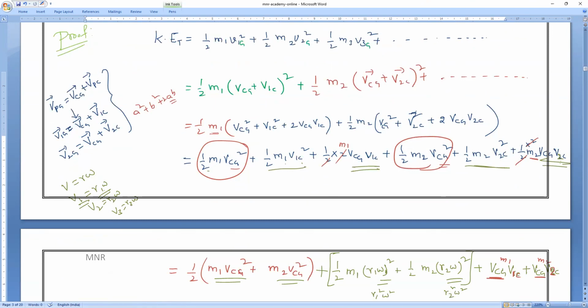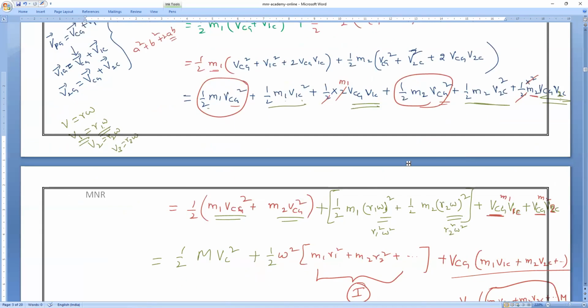You have to multiply with half into M1 VCG, half into M1 V1C square, half into M1 into 2 into VCG and V1C. So half of, the 2 will get cancelled. M1 into VCG and V1C. Here M2 into VCG and V2C. That is what you have to remember.